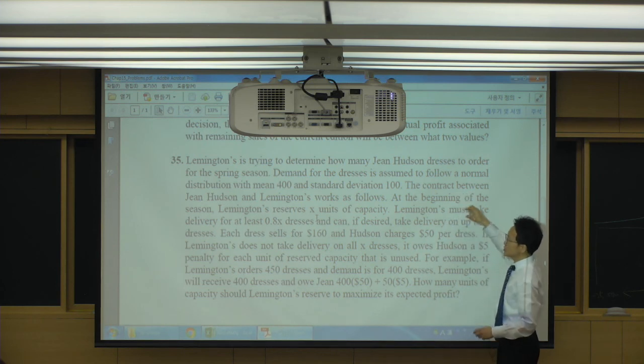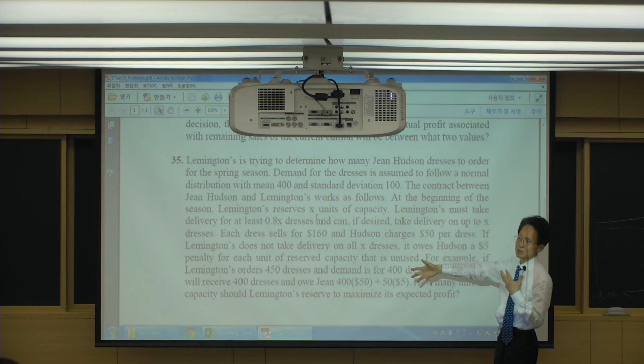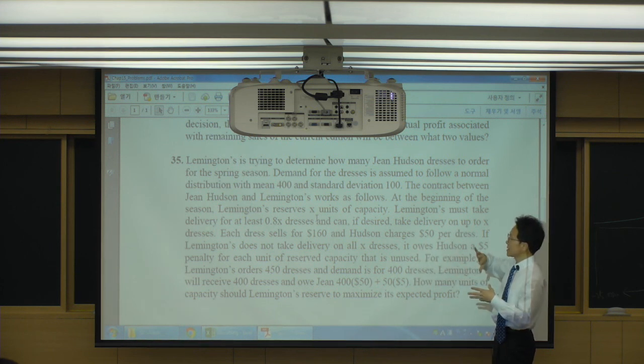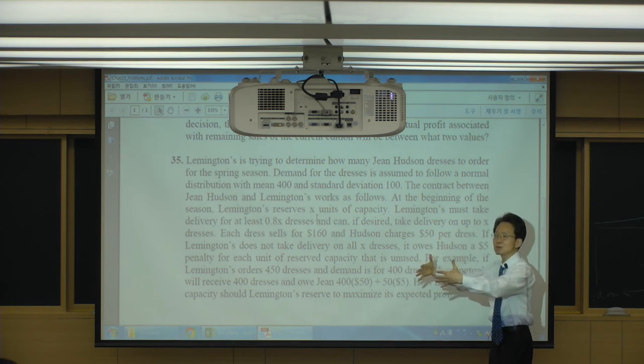The contract, you gotta have contract, right? Usually Gap and Benetton and Uniqlo, these companies do not make their own goods themselves. They do not usually have their own plant. So they have to work with outsourcing partners. And then at the very beginning of the season, they usually set up contract. In other words, they need to reserve the capacity.